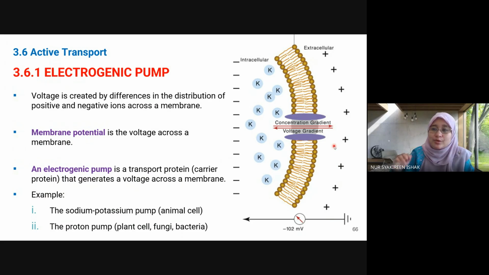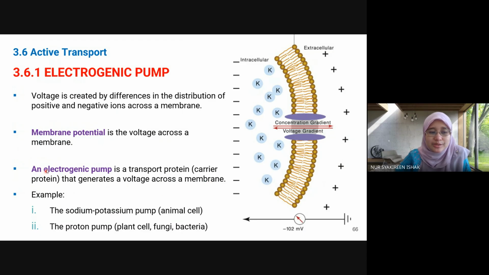But for a neuron, for it to change from negative to positive, the voltage changes. That allows a neuron to generate an electrical impulse, from negative to positive. That is membrane potential. It can be negative or positive, as long as you have a difference in charge inside and outside the cell. So an electrogenic pump is a transport protein or carrier protein that generates a voltage across a membrane.